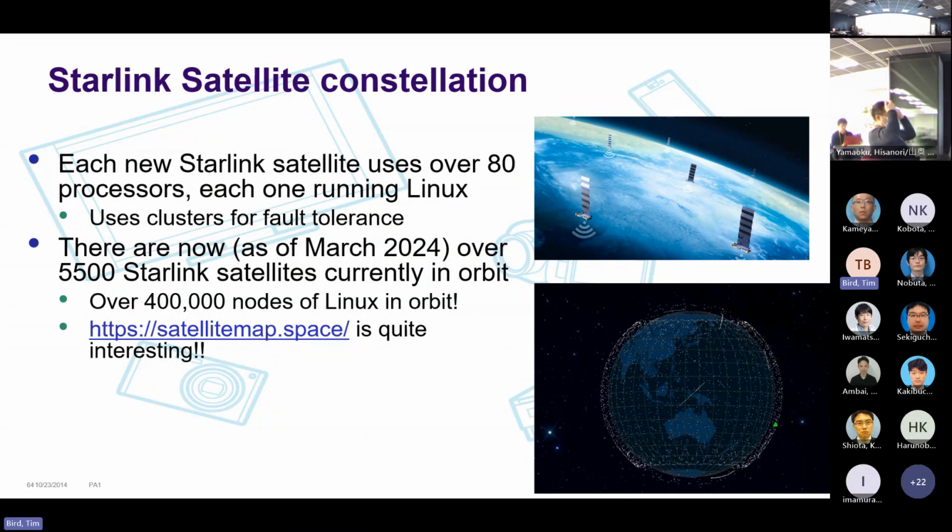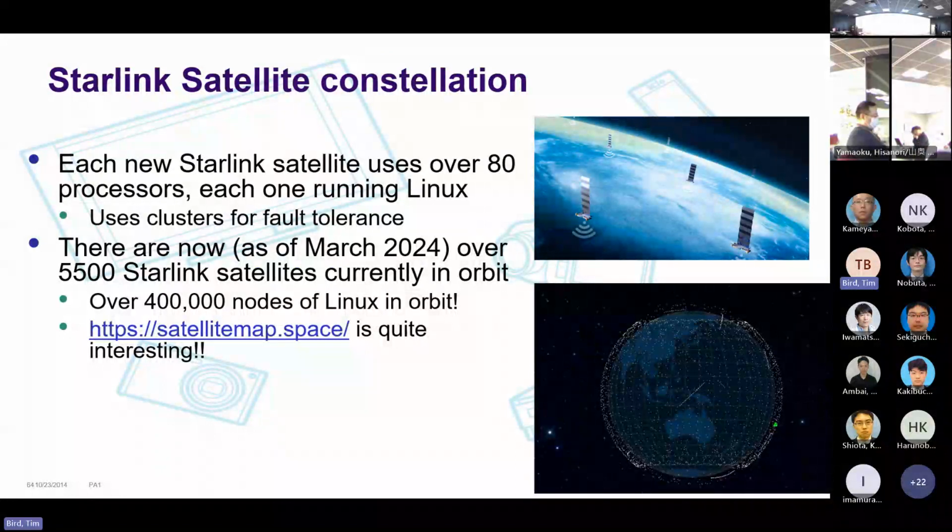But there's now over 5,500 Starlink satellites currently in orbit. That means there's over 400,000 nodes of hardware running Linux in orbit right now. And that doesn't even count Planet's constellation, which is pretty big too, though not as big as this. I think Planet is like 100 or so.